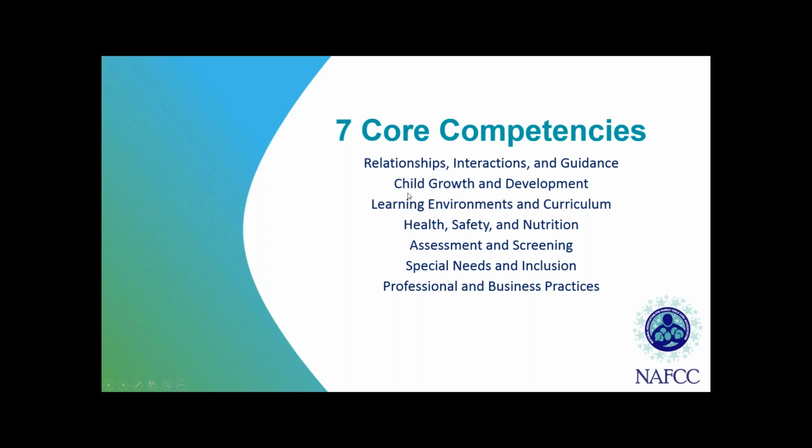For each of these, you want about 12 hours. So for relationships, interactions, and guidance, you want about 12 hours. Child growth and development, another 12 hours. Learning environments and curriculum, another 12 hours, and so on. So if you have a total of 145 hours, you're probably way good to go, and you probably already have a very good mix of all of these core competencies. But if you're worried about it, our training log has a way that you can organize it into these competencies, so you can see where all your trainings are in this mix.